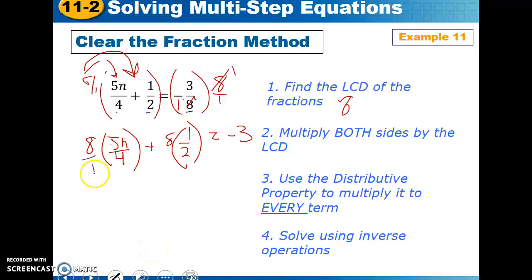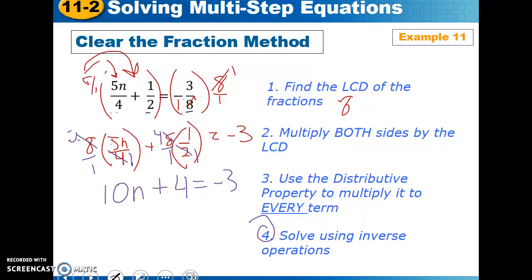So looking at my diagonals, I've got 8 and 4. I can divide them both by 4, leaving me with 1 and 2. So 2 times 5 is 10n plus my diagonals, 2 and 8. Divide by 2, that's 1. That's 4. 4 times 1 is 4, equaling negative 3. And this is our step 4.